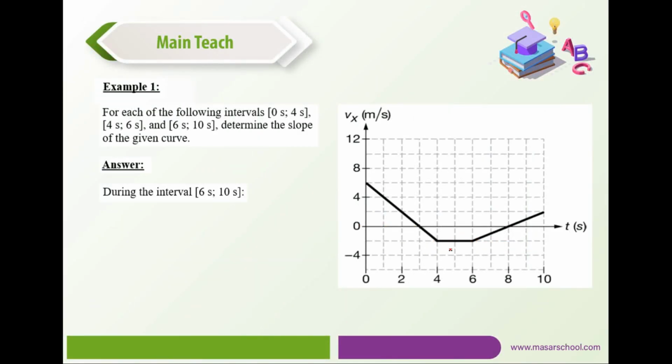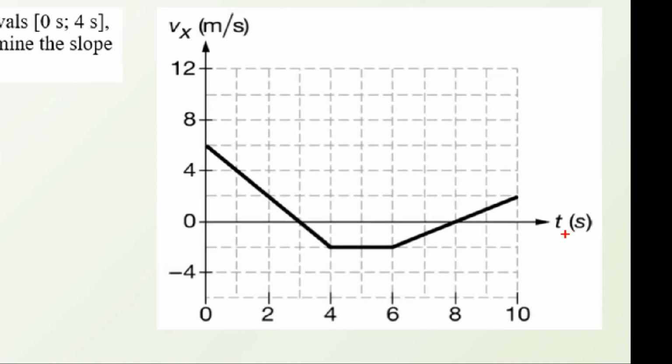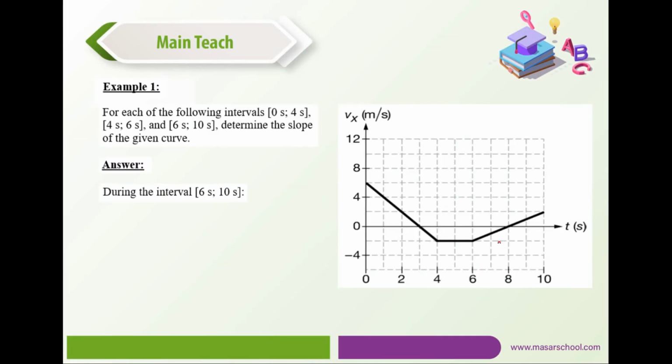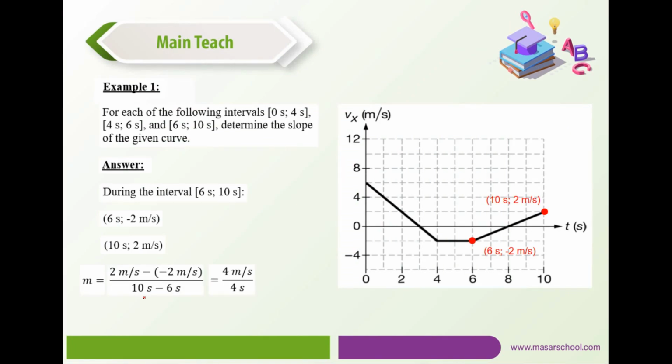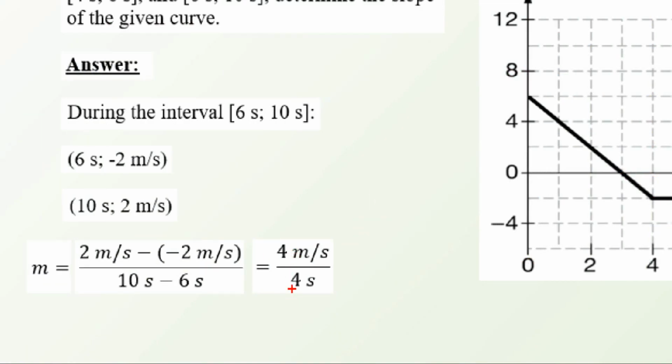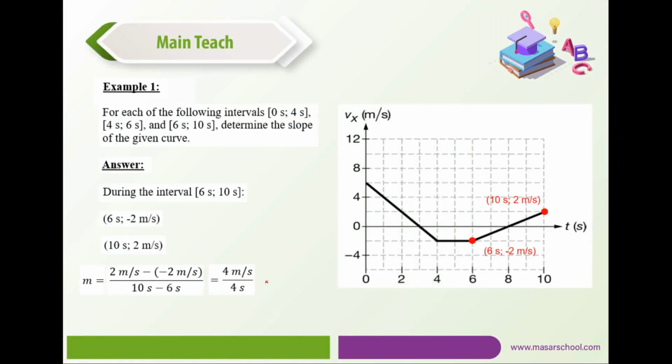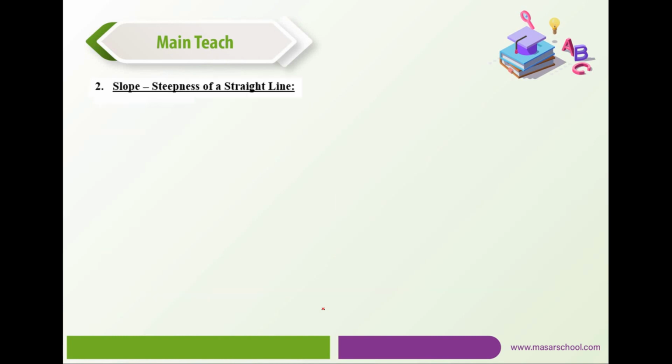Now for the final interval, according to the previous interpretation, we expect that the slope of this line should be positive. Let's choose a point and write its coordinates. Choose another point and write its coordinates. Now we're ready to calculate the slope. That would be 2 minus negative 2 over 10 minus 6. That would give us 4 over 4, that would be 1, and the unit is meter per second square, and as anticipated, the slope of this line is positive.